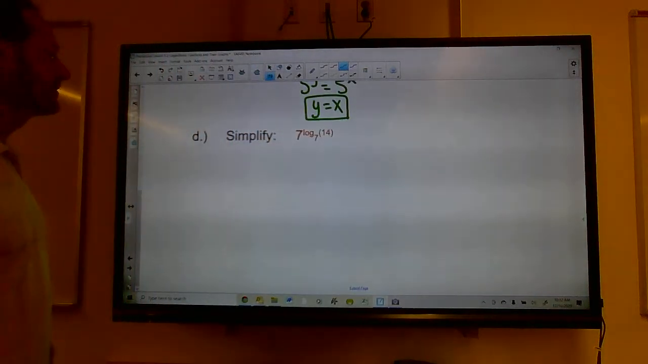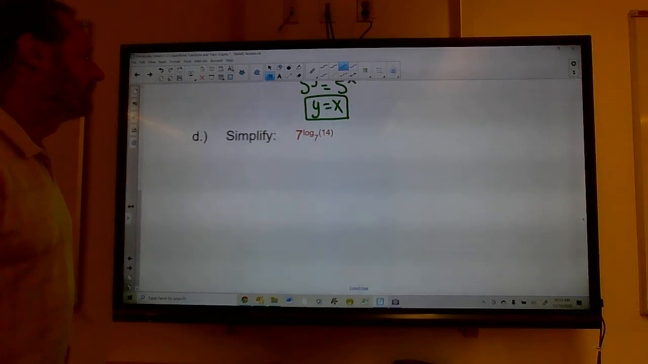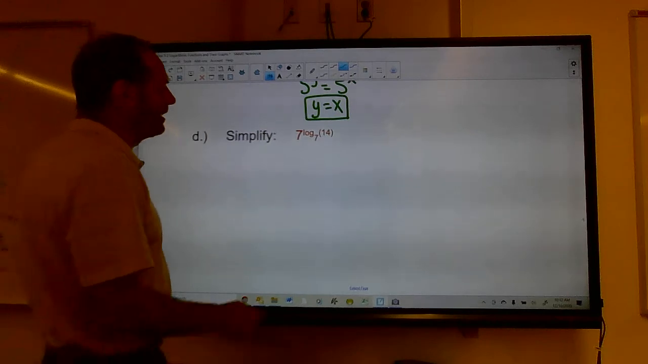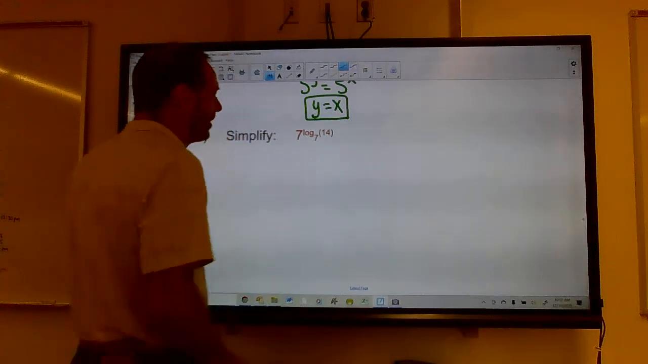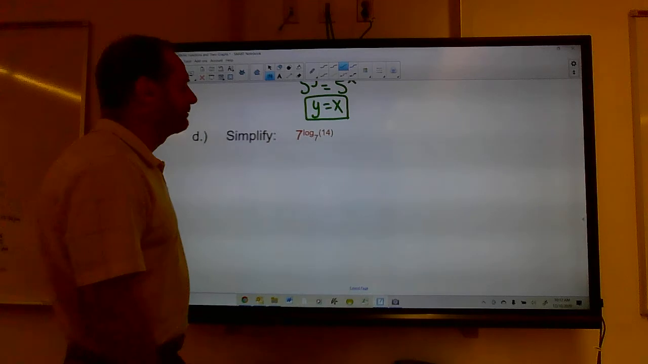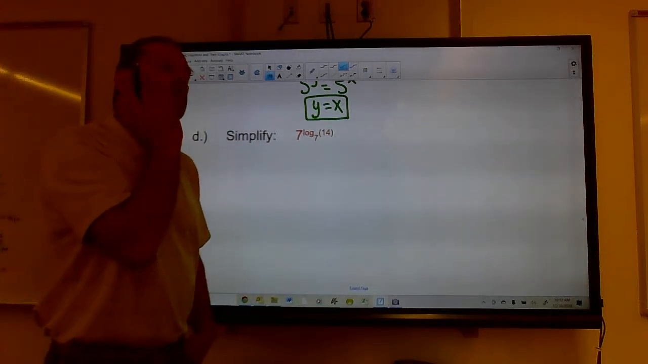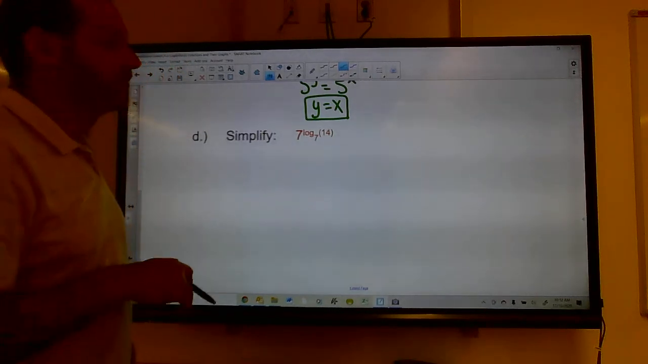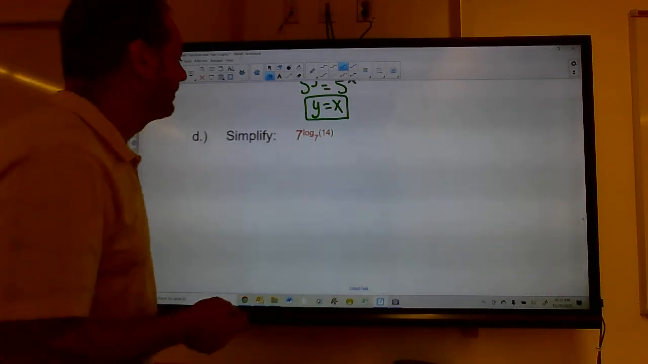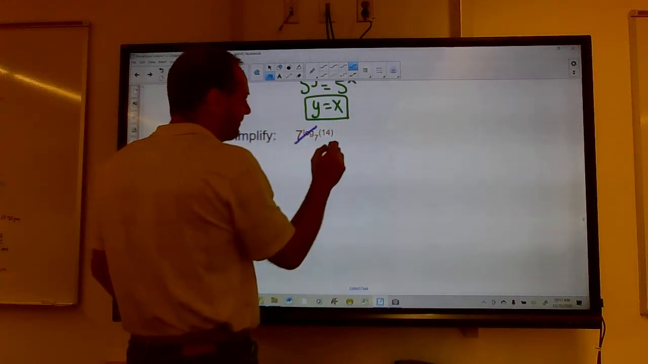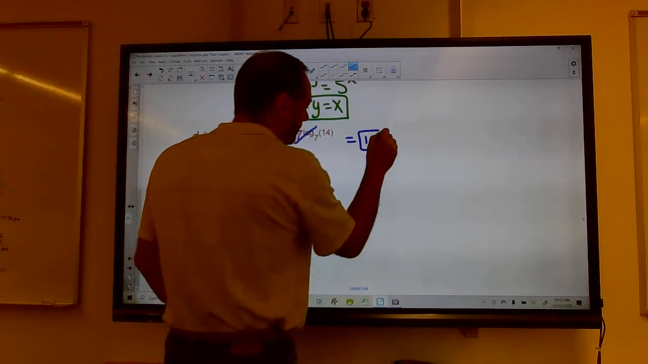All right, this is an interesting thing. 7 to the log base 7 of 14. Okay, so I've got an exponent here that's a log. Now, logs and exponents are like multiplication and division. So this would almost be like saying take 7 times 2 and then divide it by 2. Well, what do you end up with? Well, the times 2 and the divided by 2 cancel out. And that's exactly what happens here. 7 to the log base 7, that cancels out. I'm left with 14.